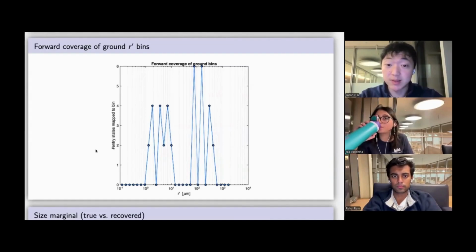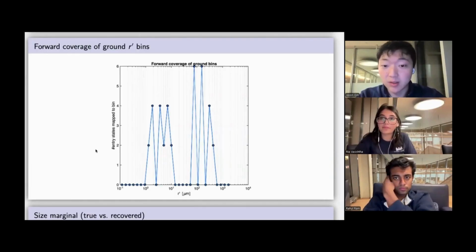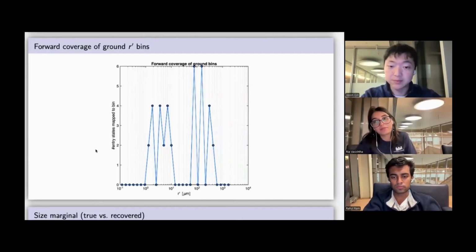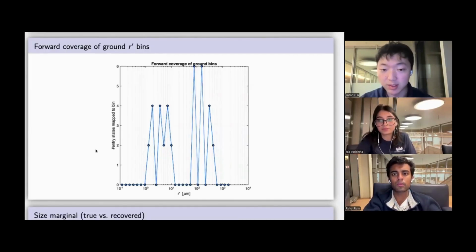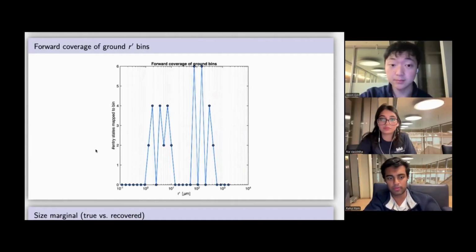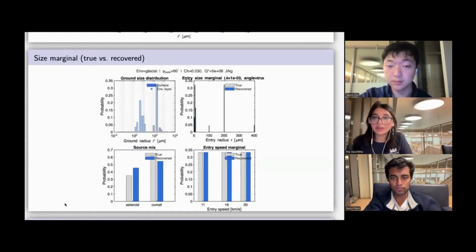This plot shows where different entry conditions map onto ground sizes. Each point is a ground size band that at least one combination of size and speed connects to. We can see spikes around 1 to 10 microns and near 100 to 1000 microns. These are regions where many entry states converge, meaning the data is informative for inversion. Flat sections at 0 mean no trajectories reach those bins, so ground data there can't tell us anything about the entry population. In short, this figure tells us which size ranges actually carry information and which are blind spots in the model.